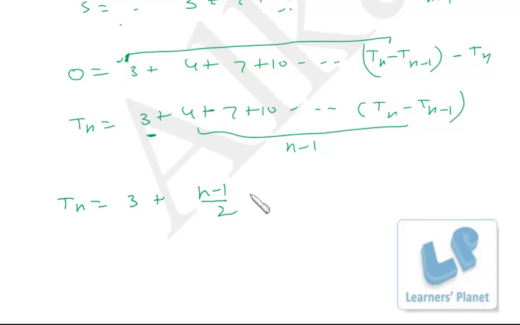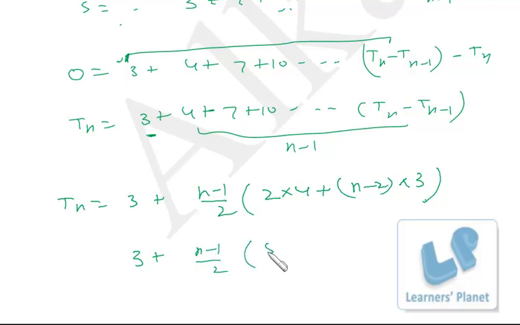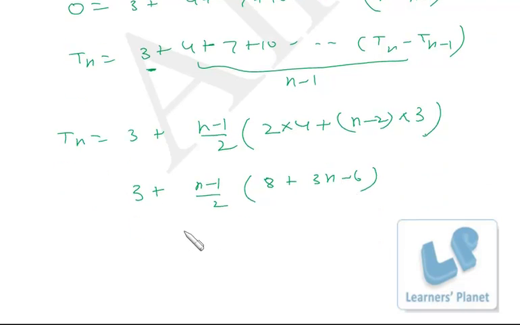So n minus 1 by 2, 2a plus n minus 1 minus 1, n minus 2 into d, that is 3. So 3 plus n minus 1 by 2, 8 plus 3n minus 6. Just solve it, you'll be getting the nth term, and after that you need to do the summation. So that's very simple. I hope you are clear. Just multiply, take LCM and break them up and take the summation of individual terms.